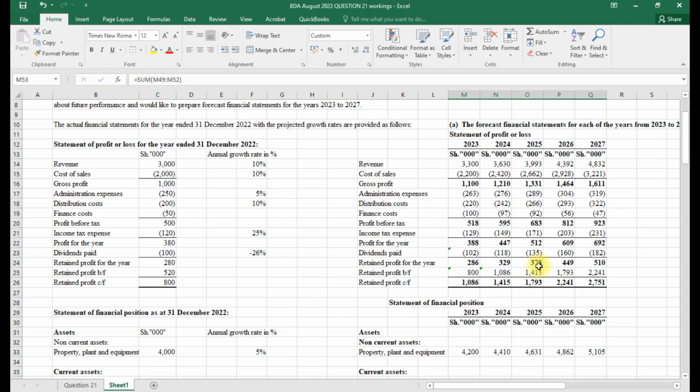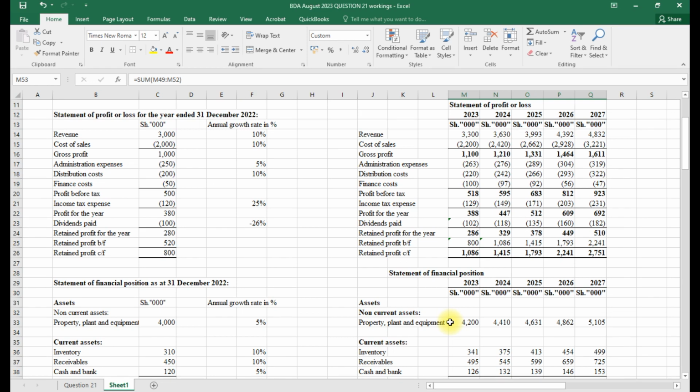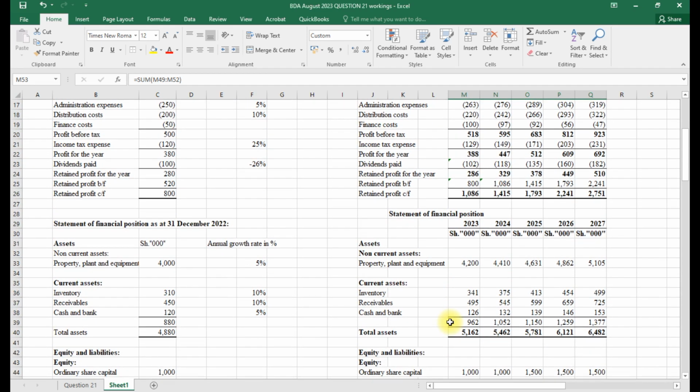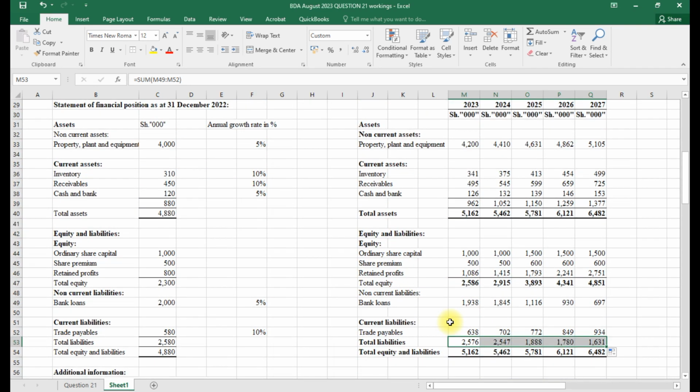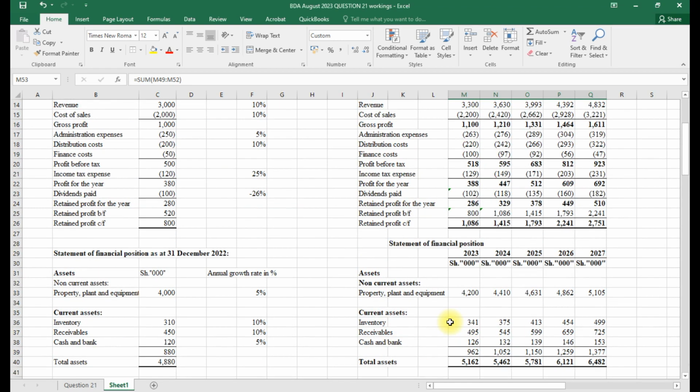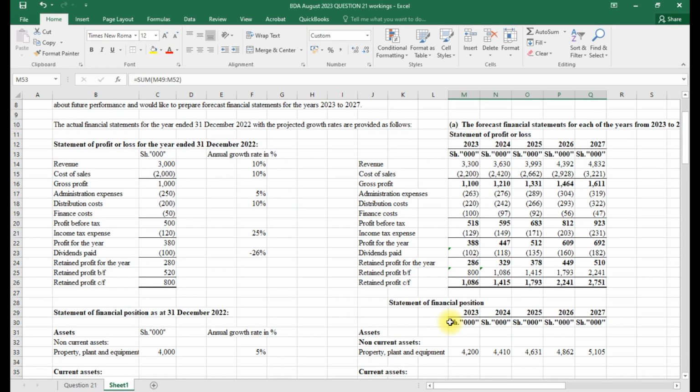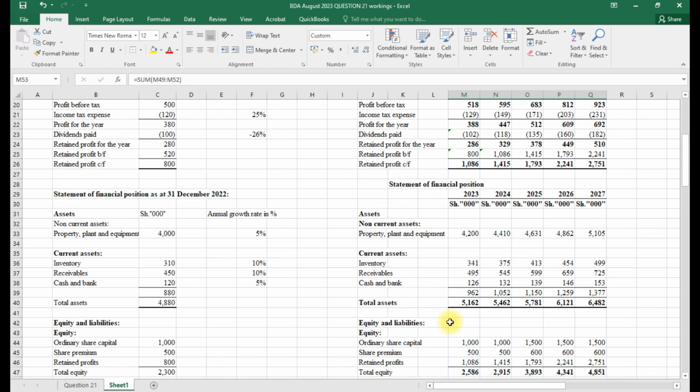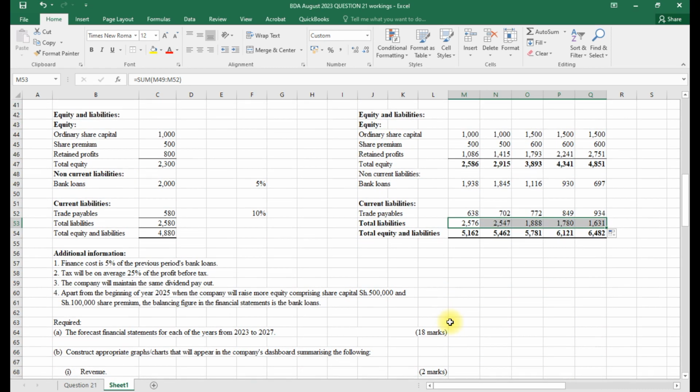And we have again forecasted the statement of financial position for the 5 years, and we have been able to finish that for 18 marks. That one was giving a student who was able to calculate up to that 18 marks.